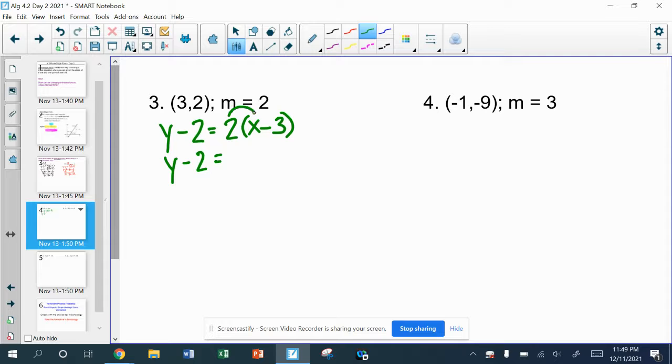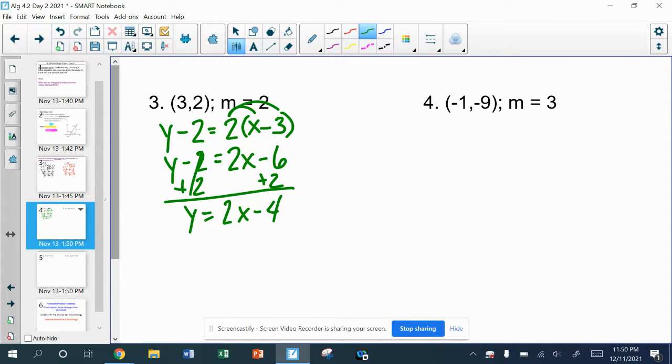The first step is going to be our distribution. I shouldn't say it's always 2 steps, but it won't be more than 2 steps. Occasionally when we have like a 1 or a 0, it kind of cleans things up more quickly. Now that I distributed, I'm just going to add my 2. So I have that y equals 2x minus 4. Slope-intercept form, nice, easy numbers.